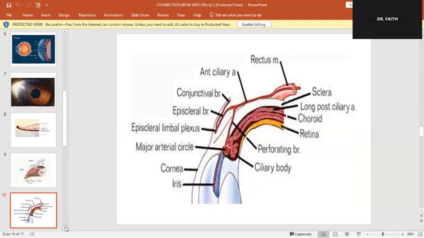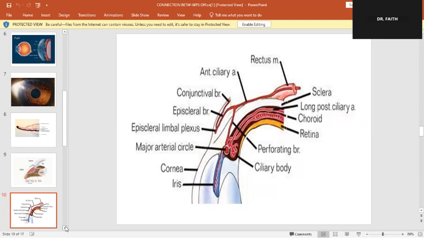In this slide, towards my left-hand side, we have the cornea. Then we have the iris resting upon the surface of the lens. Then, as you look clearly into that structure, you'll see a place that is labeled the major arterial circle.